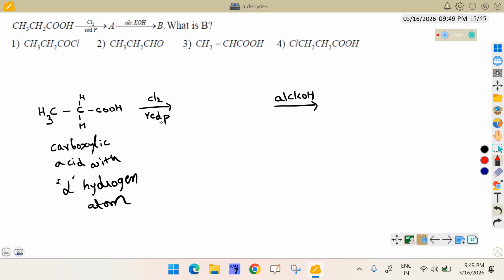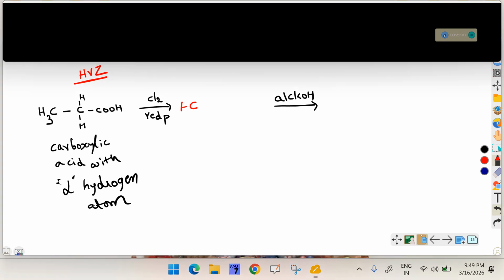See the next question. Carboxylic acid reacts with chlorine and red phosphorus. The given carboxylic acid contains an alpha hydrogen atom. So it participates in the HVZ reaction. Remove one alpha hydrogen atom. In the place of the alpha hydrogen atom, substitute chlorine.